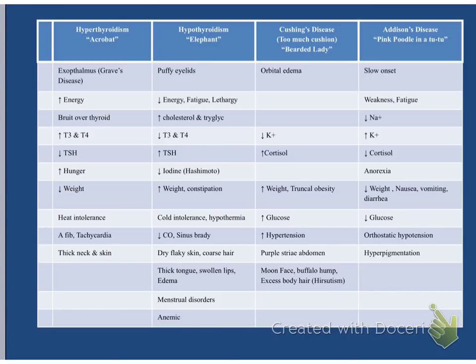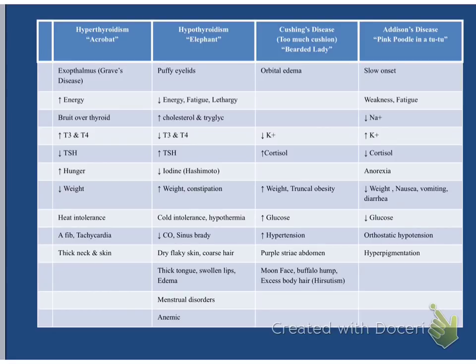Then we look here and it talks about hyperthyroidism. They are hyperactive. You can also think of it like Tigger from Winnie the Pooh, or hypothyroidism, which is like Eeyore. And then we've got parathyroid. Hypoparathyroid, too little calcium. Hyperparathyroid, too much calcium.